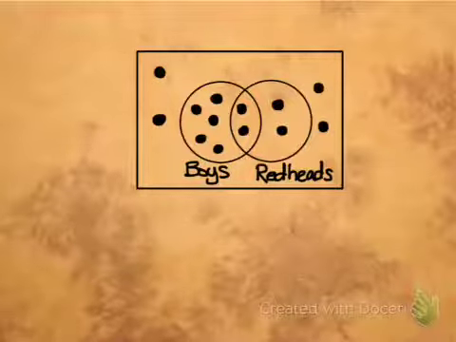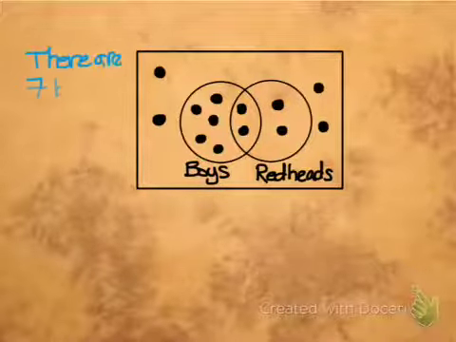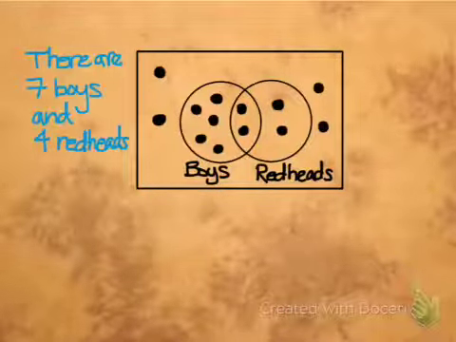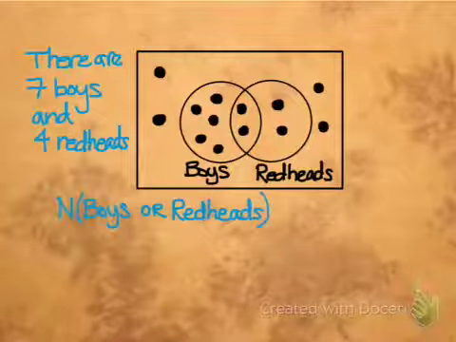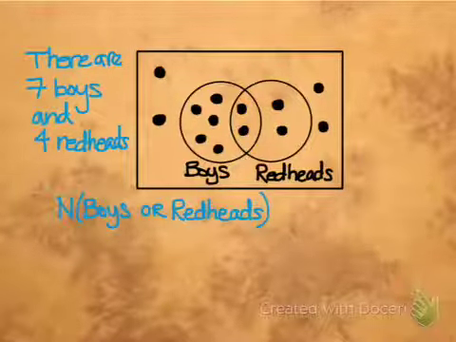Now, when we look inside the circle, you can see that you have 7 boys and you have 4 redheads. But 2 of those are overlapping. You have 2 people who are boys and redheads, if that makes sense. So, there are 7 boys, there are 4 redheads, and we want to know the number of boys or redheads.